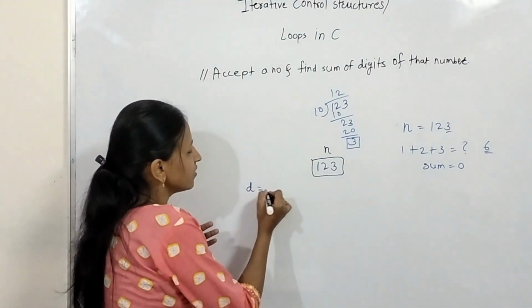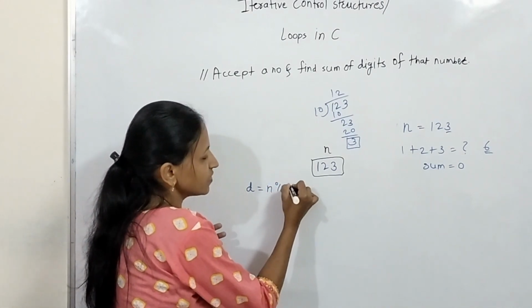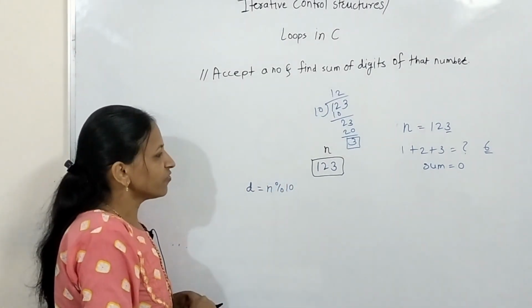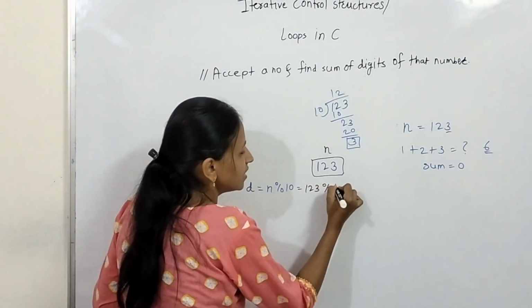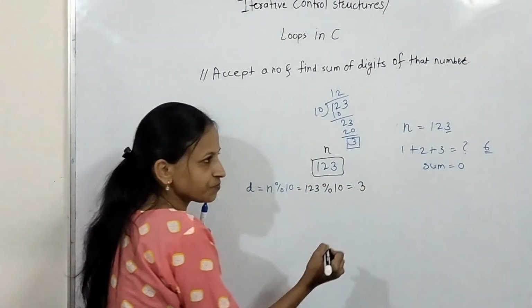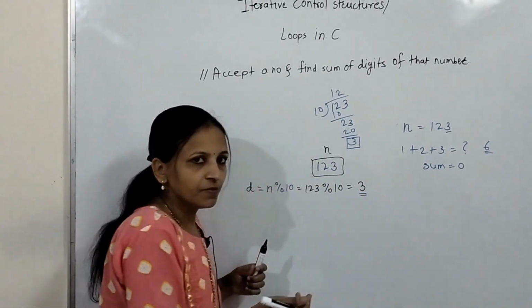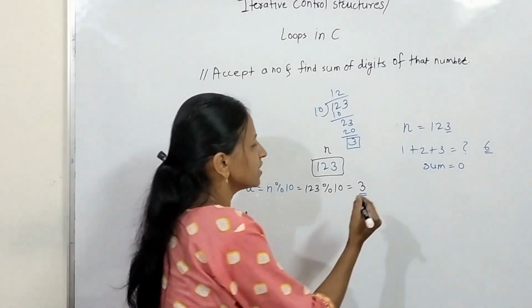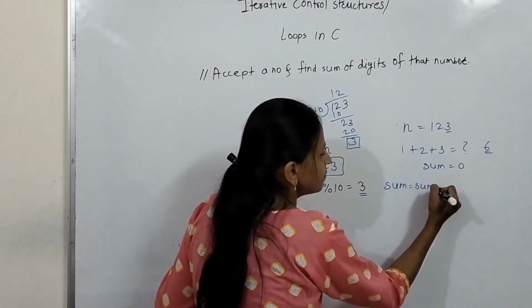See, here we will write d equals n modulus 10. Suppose we are doing this. What is the value of n here? That is 123, and modulus 10 will give you 3. See, this 3 can be added to sum. Here we will write the statement sum equals sum plus d.